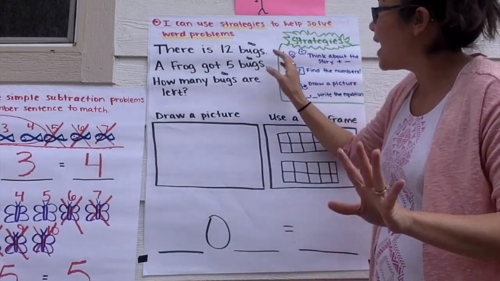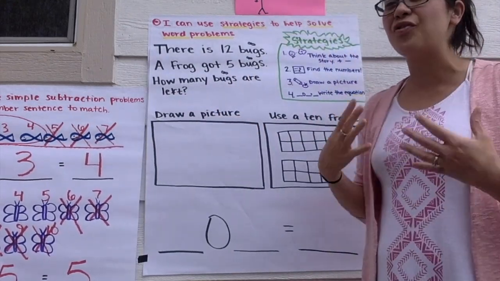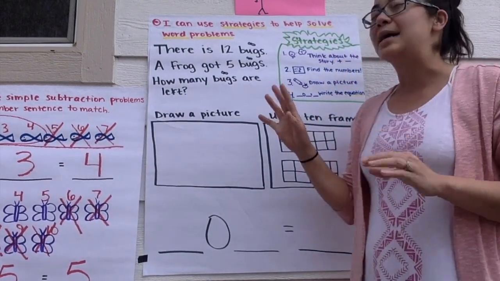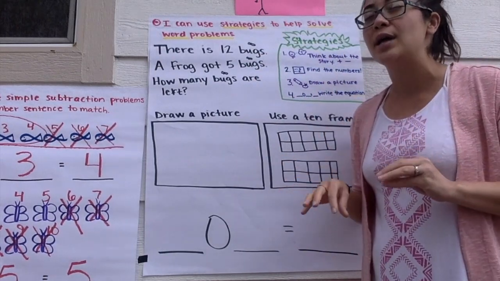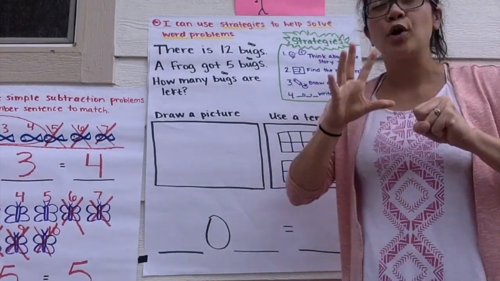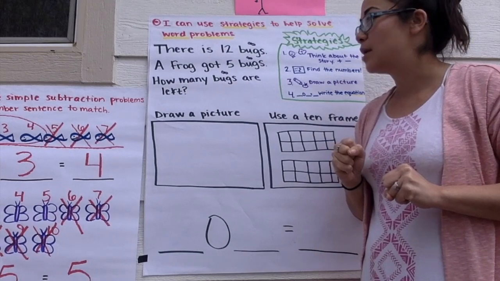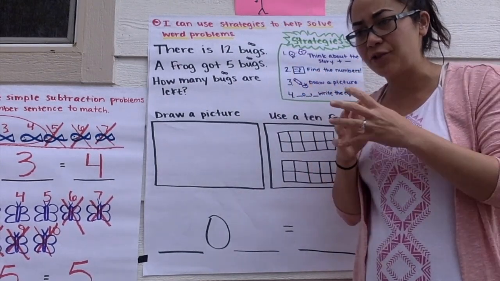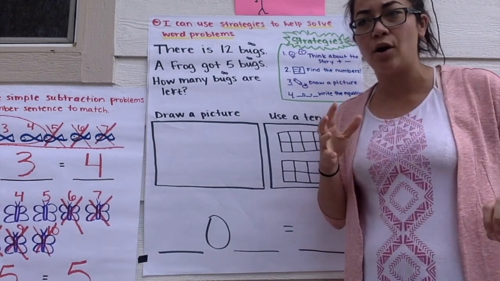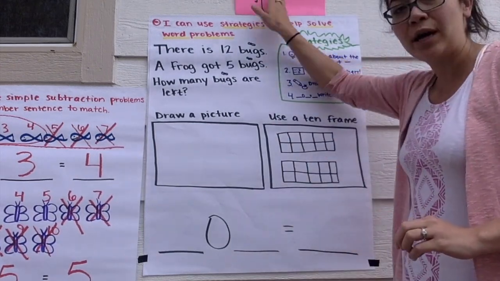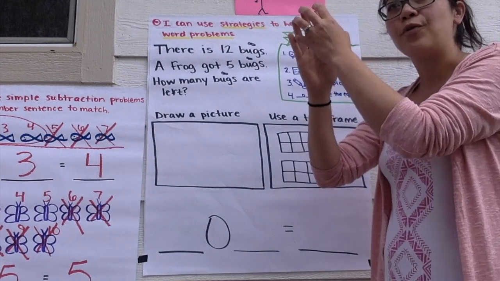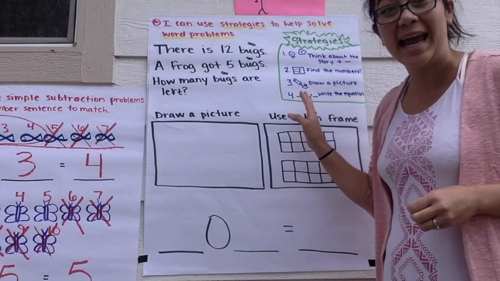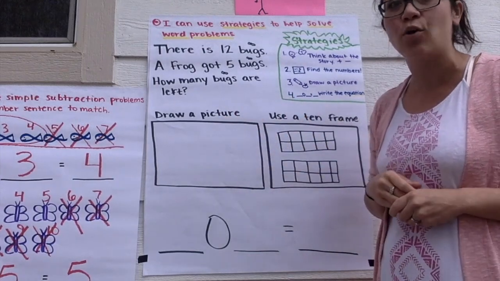So I'm going to stop and I'm going to use my critical inquiry to think about my story. I'm going to make the picture or the movie in my head. I see 12 little bugs flying around and a frog comes and eats 5 of them. Oh, if he eats 5 of them, that kind of makes me think that they're going to go away. They're going to be taken away. My critical inquiry tells me if the frog eats the bugs and takes them away, that we are solving a subtraction problem, a takeaway problem.